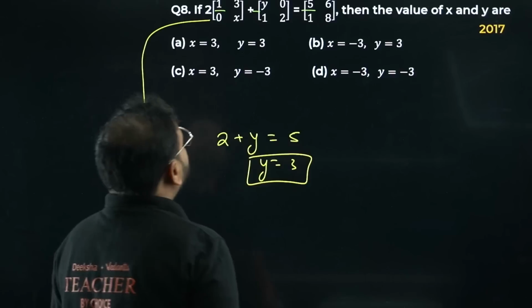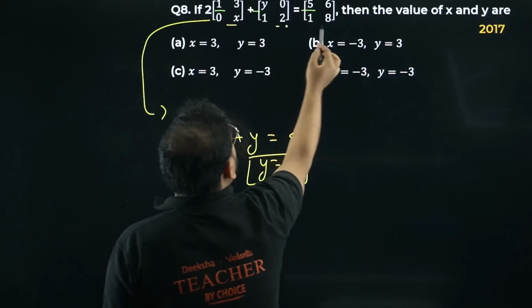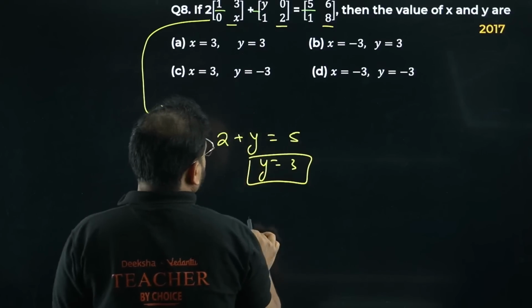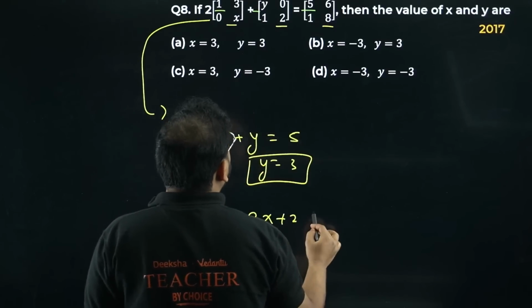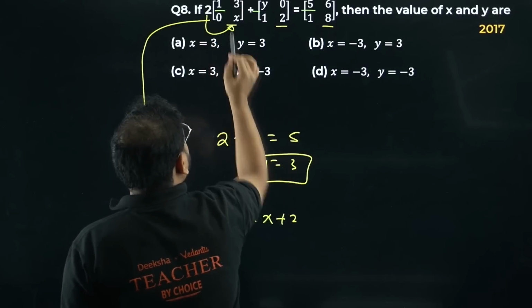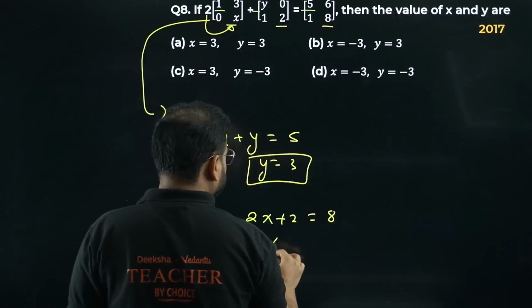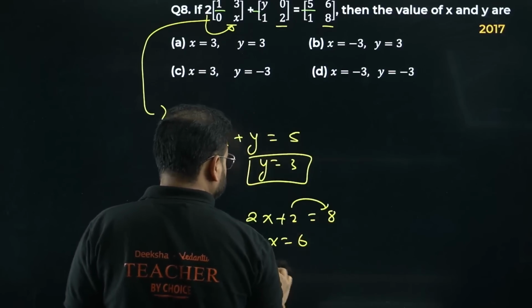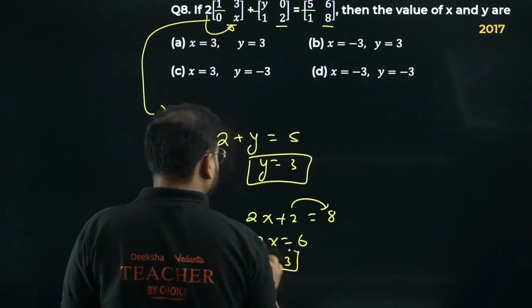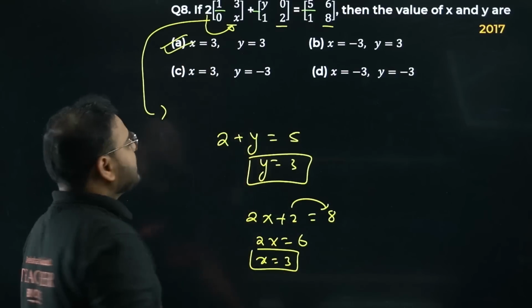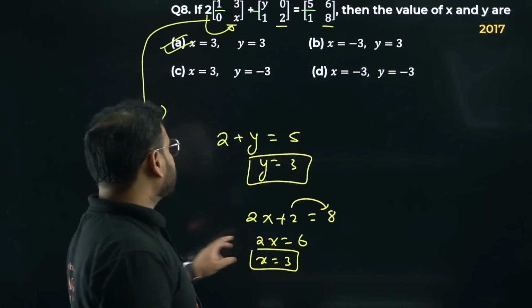Okay. Now I can take this one, x, 2 and 8. So I get here, bacha, 2x plus 2. 2 is outside, na? So 2 into x will be 2x plus 2 equals to 8, giving me 2x equals to 6. Hence x equals to 3. Option A is correct. Please check. Very simple question.